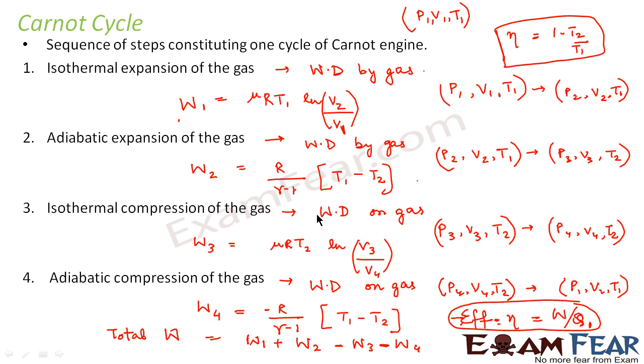I explained to you the main portion. Now your job is to add all of these work done and then find out the efficiency and reach this conclusion. So according to the second law of thermodynamics, this is the maximum efficiency that a heat engine can have, which is operating between two temperatures T1 and T2.